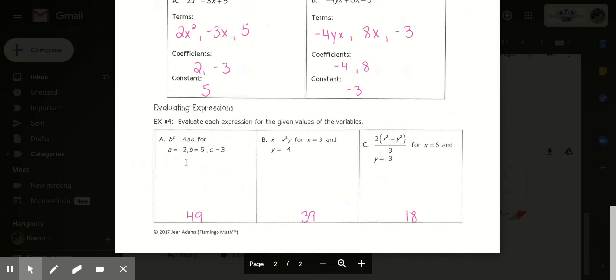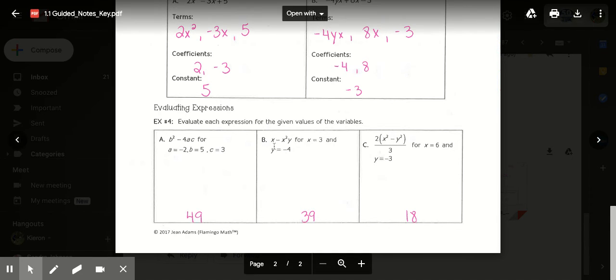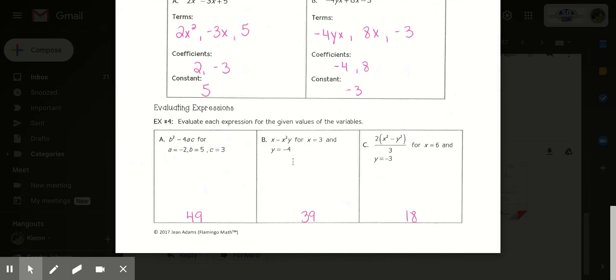Be very careful when you have more than one thing together. I always tell people to put parentheses. So put parentheses around the 4, around A, which would be negative 2, and parentheses around C, which is 3. And then work the thing out. Same thing with letter B. You can plug the numbers in and see what the numbers are.